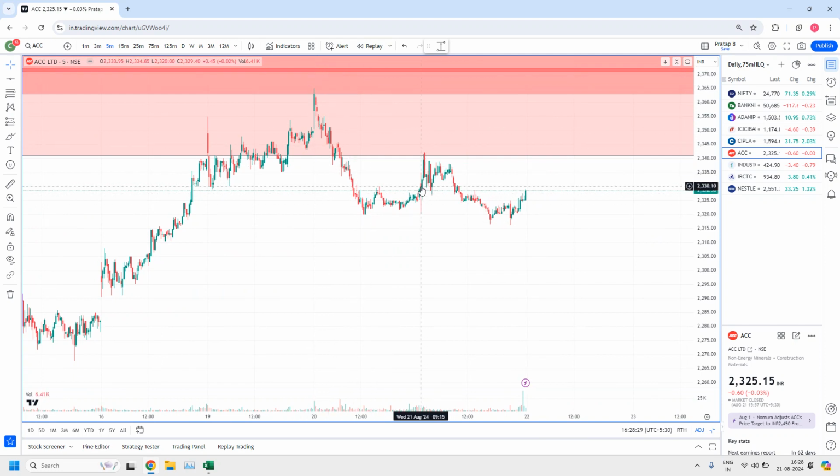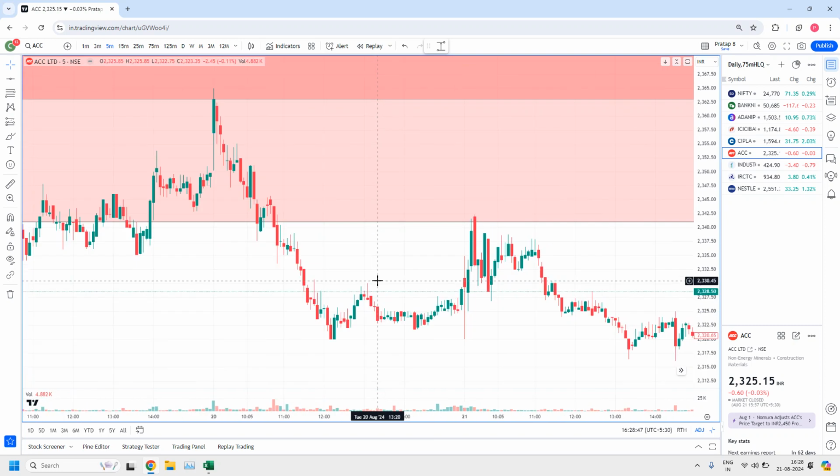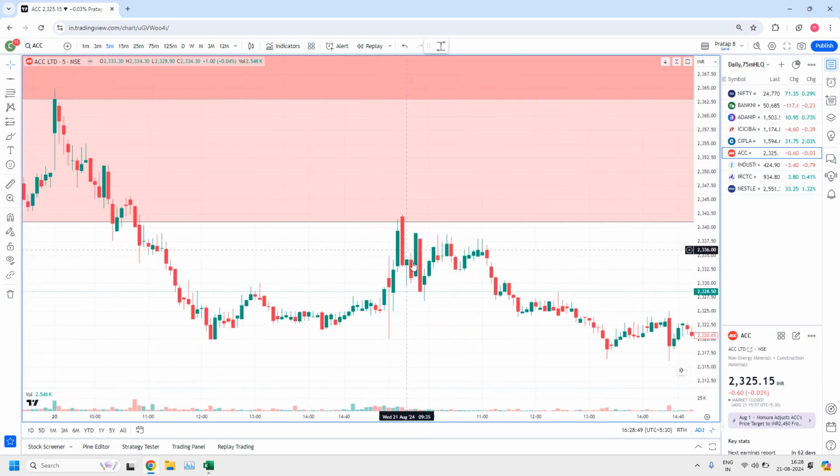But unfortunately today prices didn't move into this area. From here itself it came down. You may ask a question, have we missed any trade here? See, from here prices came down.